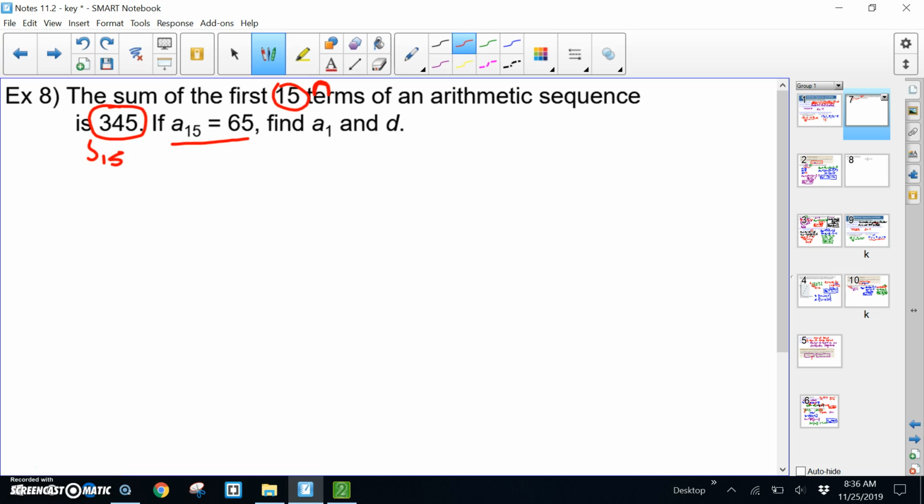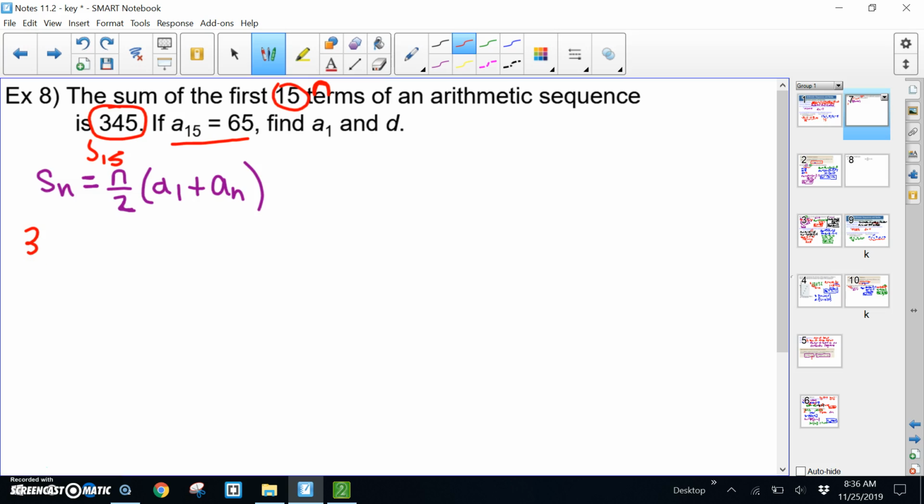So if you look back at the formulas, I think it makes a lot of sense to use the first one in that box. Sn equals n over 2 times A1 plus An. If you think about it, we only have one unknown in this formula, and that's going to be A1. That's one of the things that we have to find here.